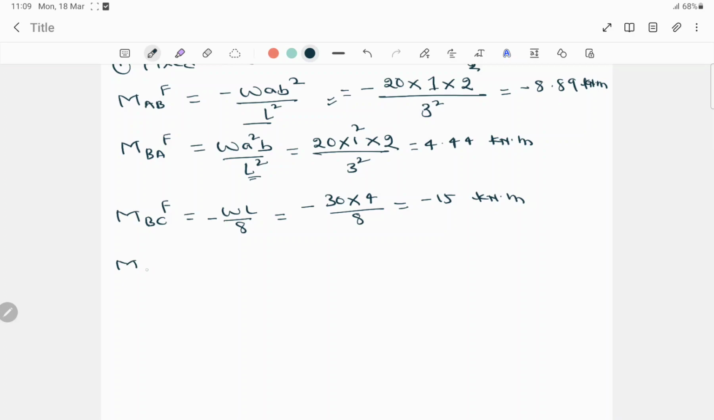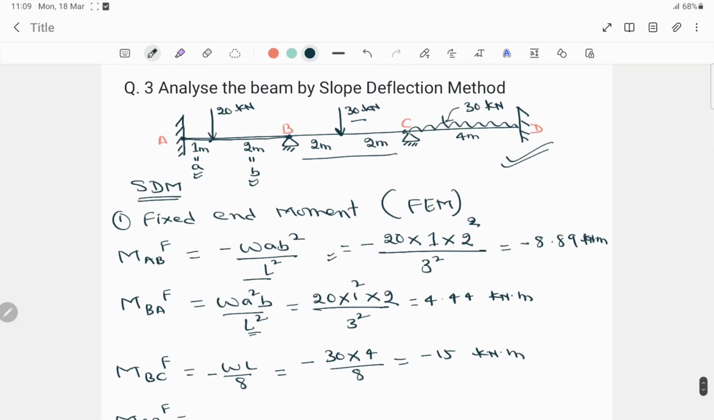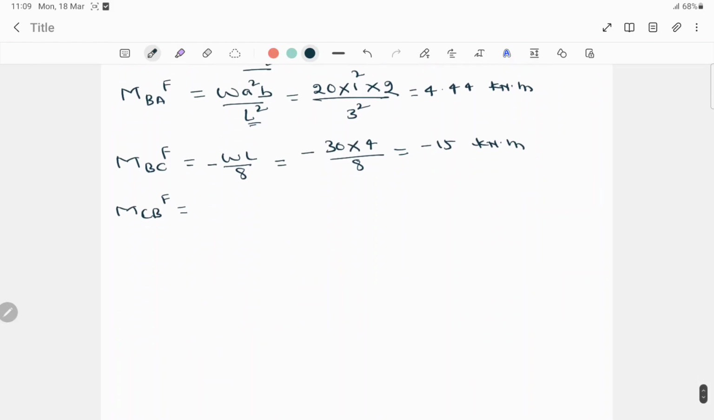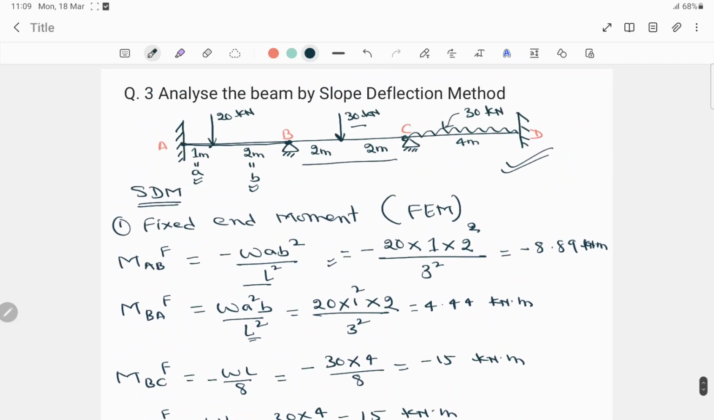Now we have to find the fixed end moment from C to B. C to B is from right to left, so it will be positive. WL by 8 is equal to 30 into 4 divided by 8, which is equal to positive 15 kilonewton meter. Now we have to solve for the span from C to D.